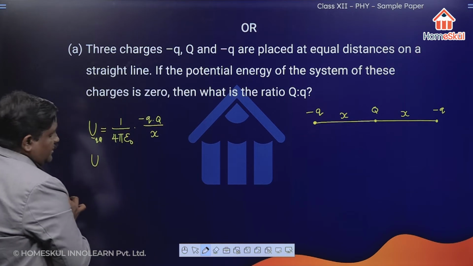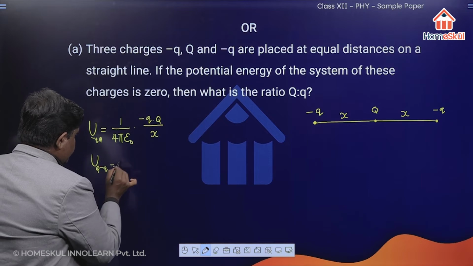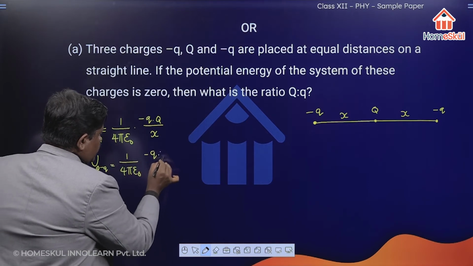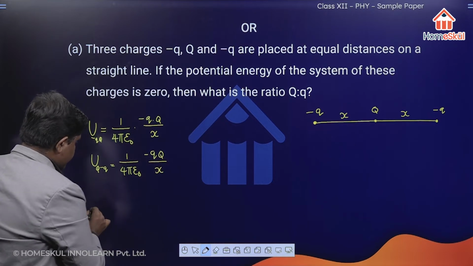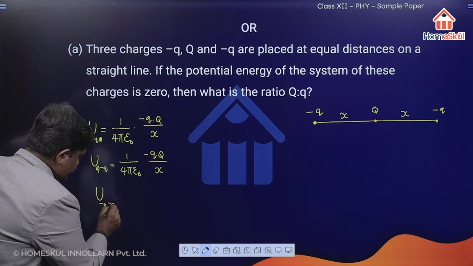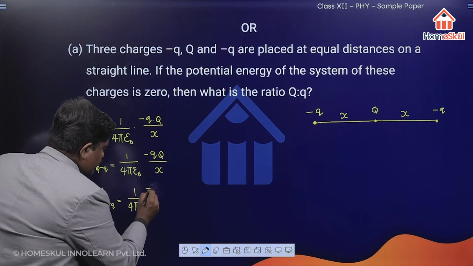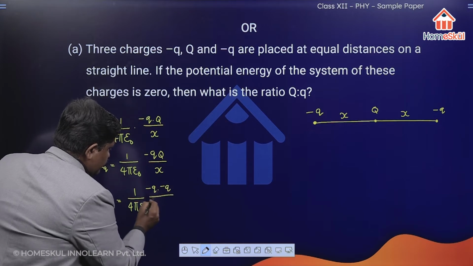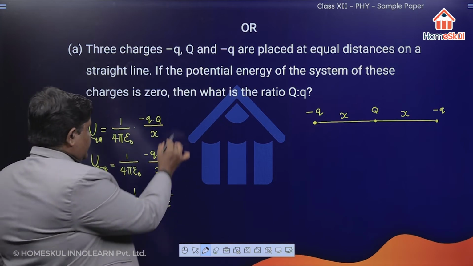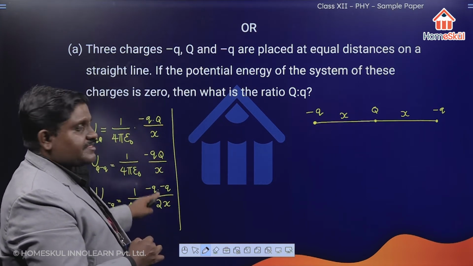The next one, potential energy between Q, capital Q and minus Q, that is equal to 1 by 4 pi epsilon 0 into minus Q, capital Q by x. Then potential energy between minus Q and minus Q, that is equal to 1 by 4 pi epsilon 0 into minus Q into minus Q by the distance between minus Q and minus Q, which is 2x. Then they have given the sum of the potential energy, that means that is 0.